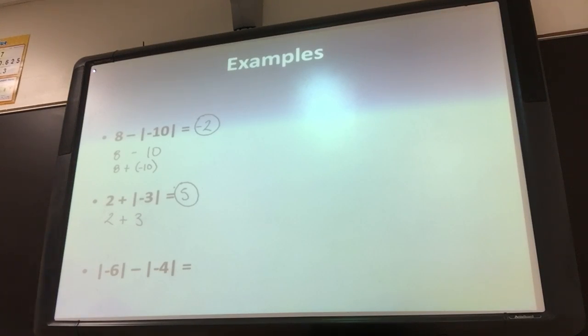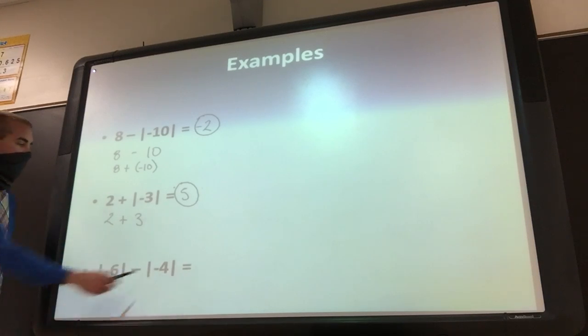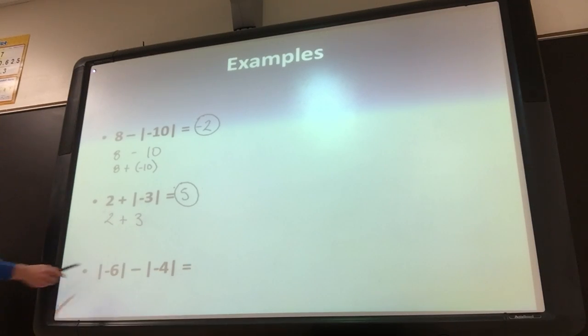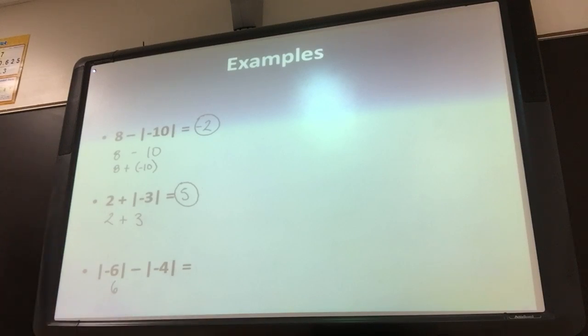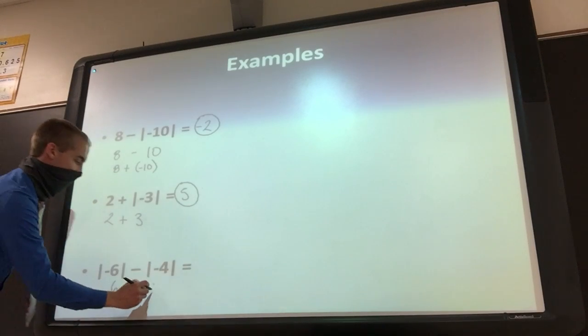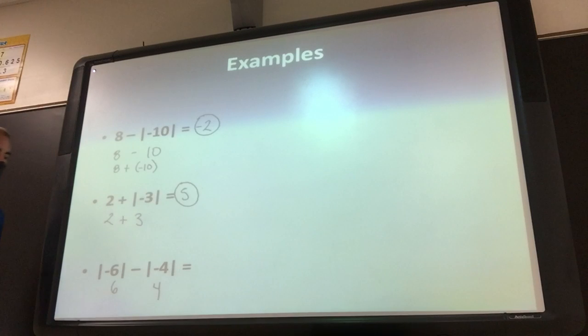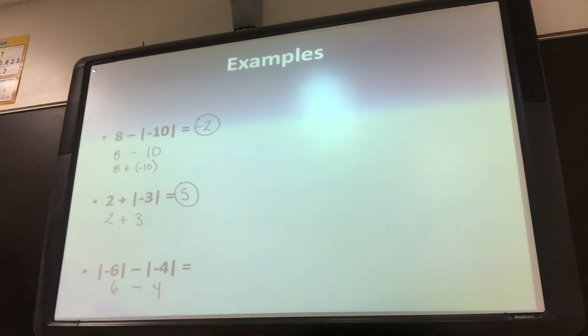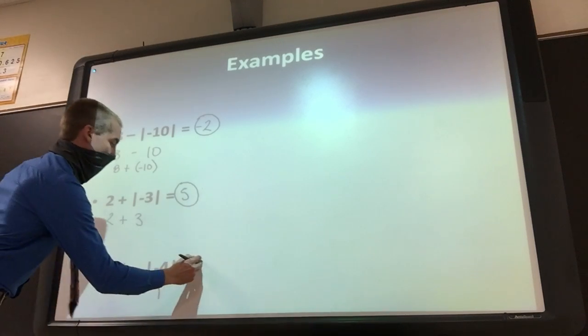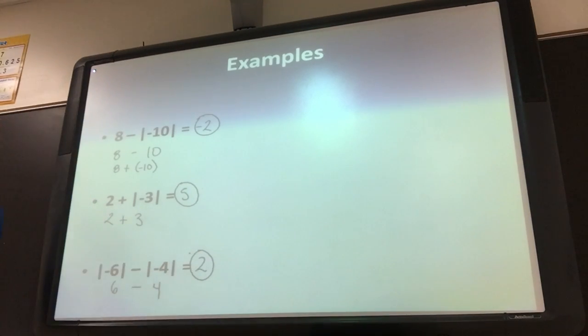All right, and then we've got the absolute value. Take the absolute value first. So the absolute value of -6 is just 6. The absolute value of -4 would be +4. And then we're still going to subtract here. So it would just be 6 minus 4, which is 2.